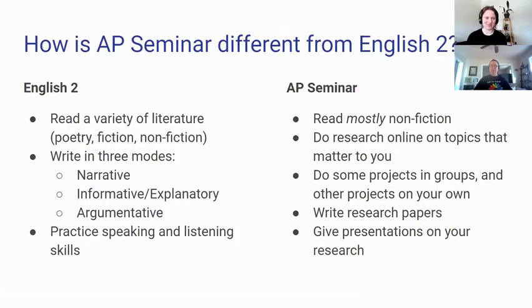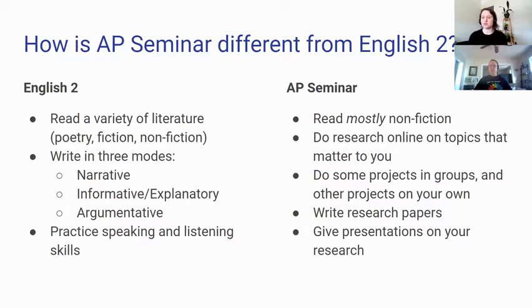Thank you, Ms. Gump. And so you might be wondering, how exactly is AP Seminar different from English 2? So that's the other option that you can take next year for your English credit. In English 2, you are reading a wide variety of kinds of literature, right? So you're reading some poetry, some fiction, some nonfiction, and you're writing in three different modes. You're doing narrative writing, sometimes informative explanatory, and sometimes argumentative writing. And you have lots of opportunities to practice speaking and listening skills in different ways.